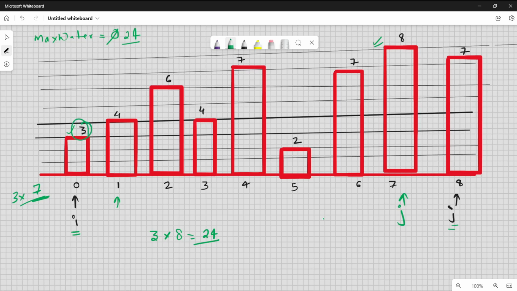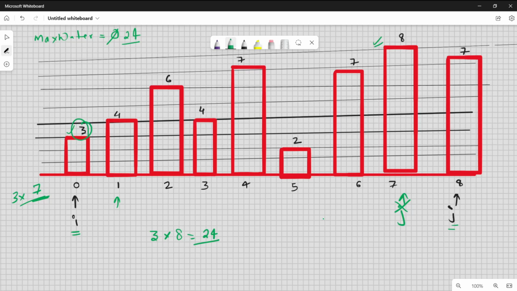If the next pillar we consider is smaller than this 3, then anyhow we are going to get less water, right? So instead of moving the jth pointer, which is pointing to the bigger pillar, we should move the ith pointer.